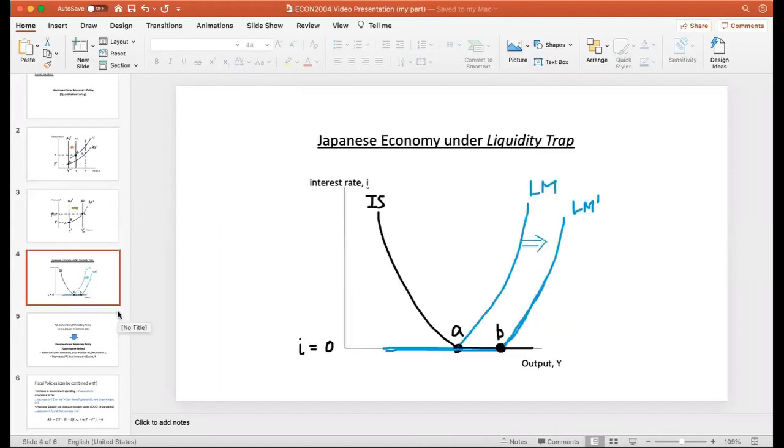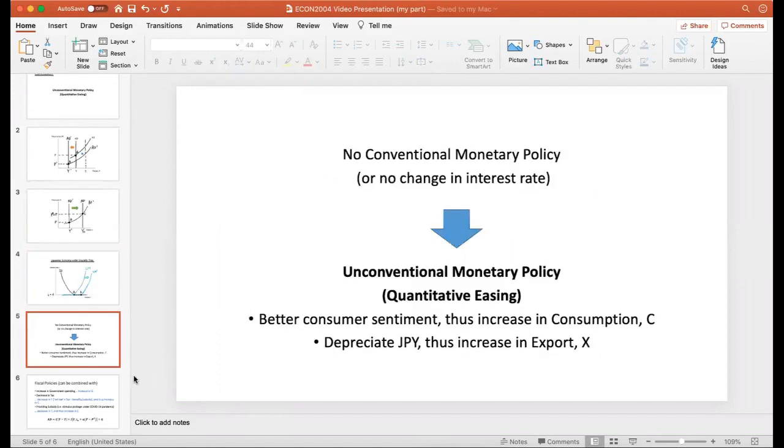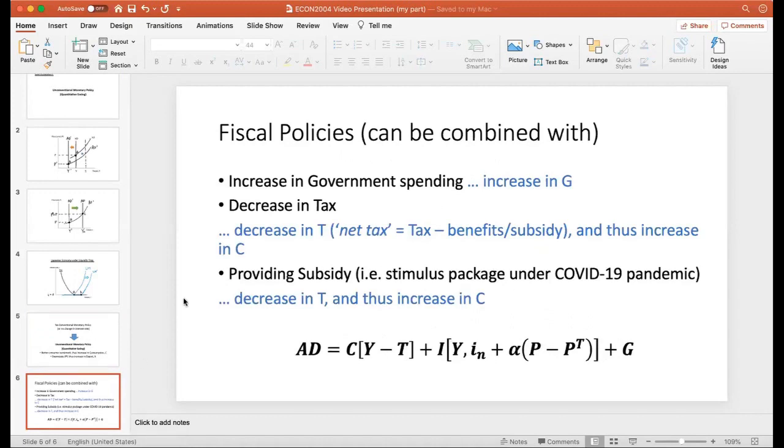The reason is that it's under the liquidity trap and interest rate already reaches zero, thus a further increase in money supply or rightward shift of LM curve no longer causes the interest rate to fall. Instead, we can conduct quantitative easing. This not only increases consumption spending through better consumer sentiment, but also increases exports due to the Japanese yen depreciation. In addition, following fiscal policies can be combined to make the expansionary effect more powerful.